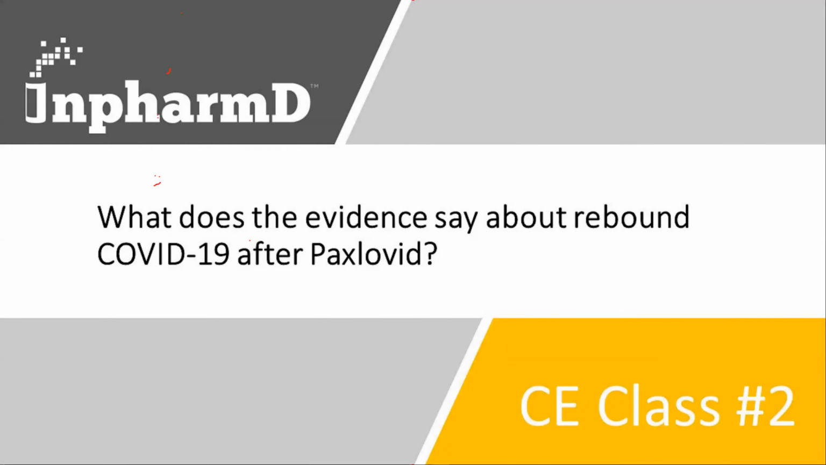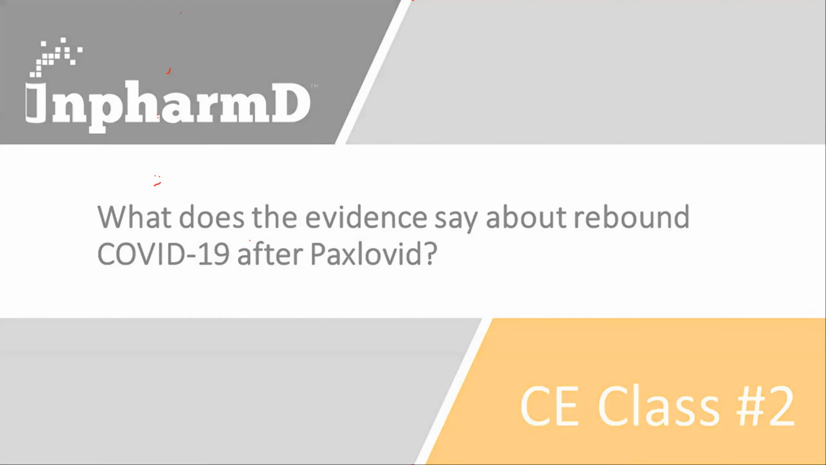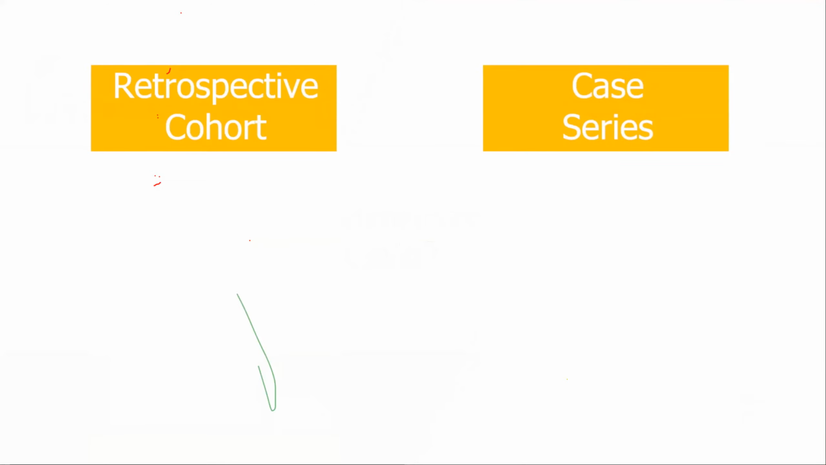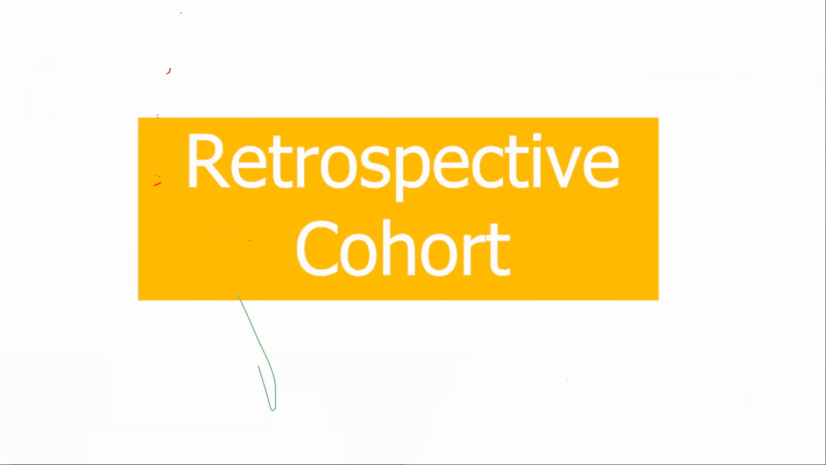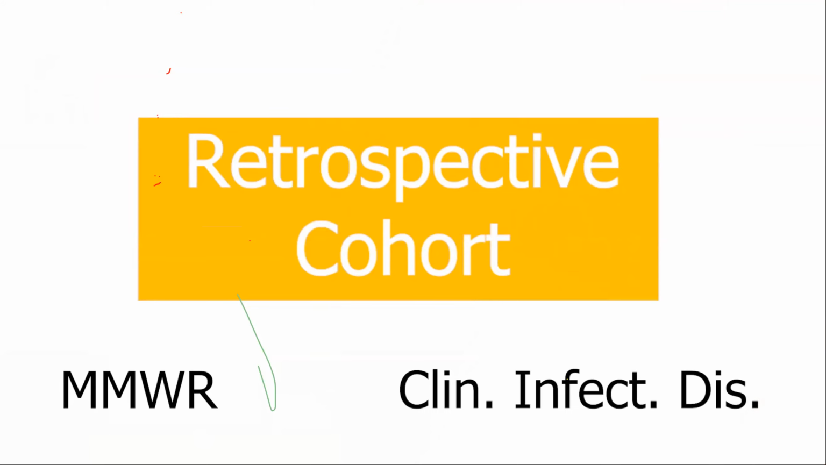For this continuing education program, we'll cover the available literature on rebound COVID-19 following nirmatrelvir ritonavir from recently published studies. These studies fall under two categories: retrospective cohort studies and case series. Two of the retrospective cohort studies were published in highly reputable journals: the Center for Disease Control and Prevention Morbidity and Mortality Weekly Report, or MMWR, and Clinical Infectious Diseases. Both journals are frequently cited by scholars in public health and infection, as well as immunity. The first study that we'll discuss was a retrospective cohort published in medRxiv in 2022.